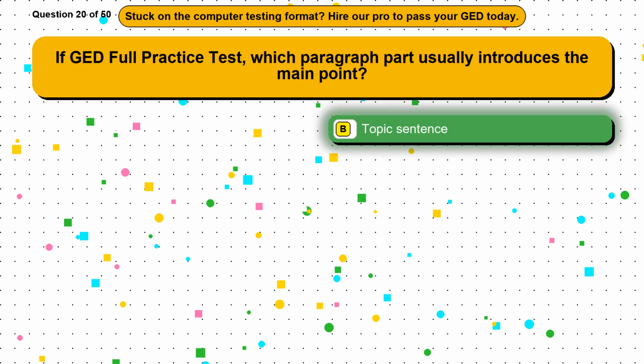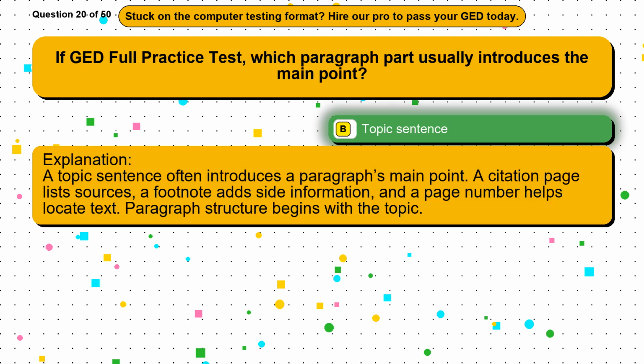Topic sentence. A topic sentence often introduces a paragraph's main point. A citation page lists sources, a footnote adds side information, and a page number helps locate text. Paragraph structure begins with the topic.